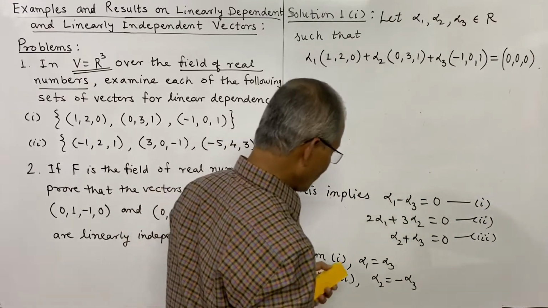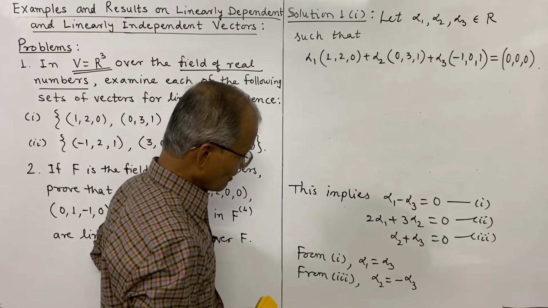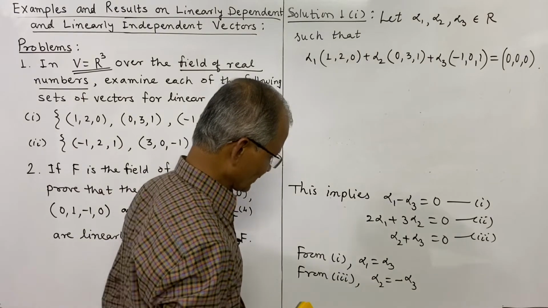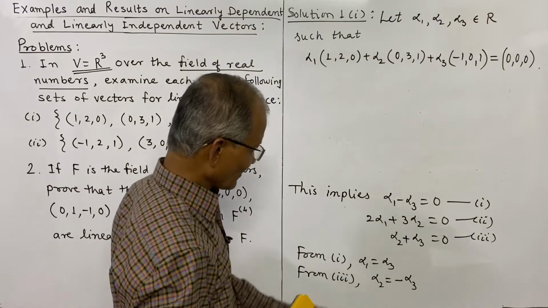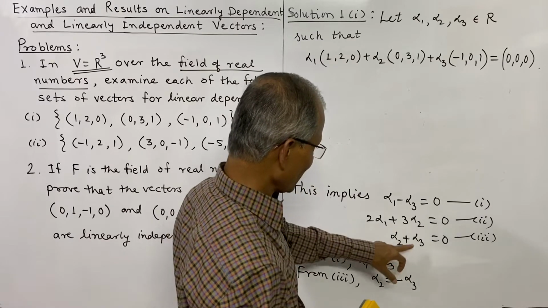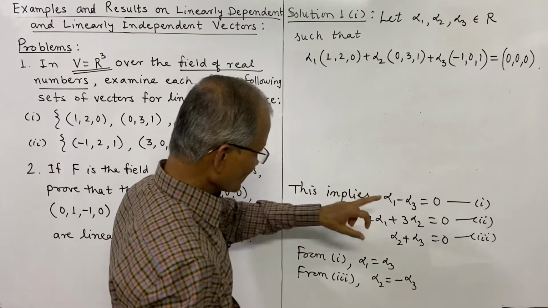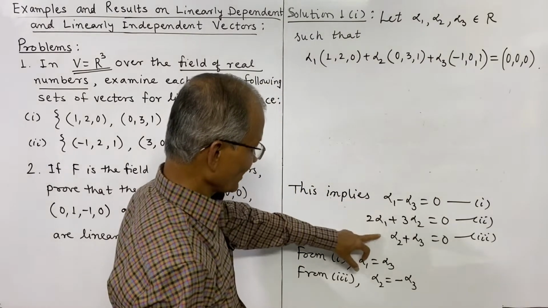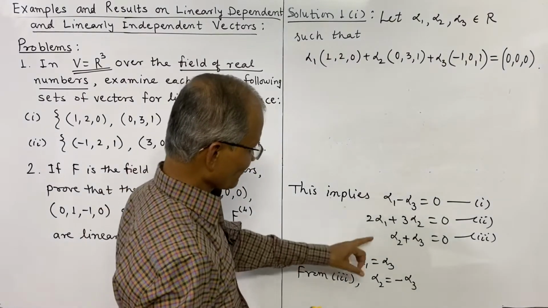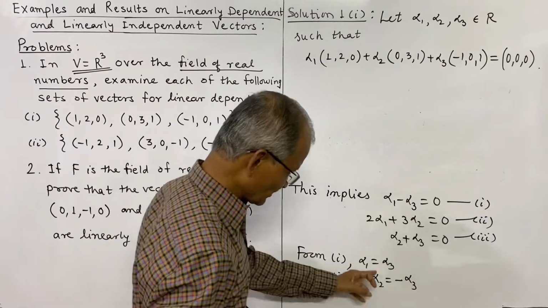See, from this one, yes, we have written alpha 1 and alpha 2 in terms of alpha 3. And what about the second? If you see 2 alpha 1 plus 3 alpha 2, if we add these, say first and third, what we shall get is alpha 1 plus alpha 2 is equal to 0, means alpha 1 is negative of alpha 2, that is the right.